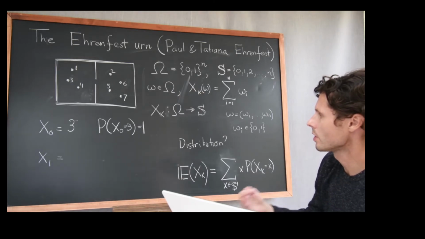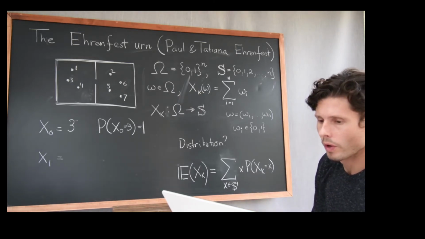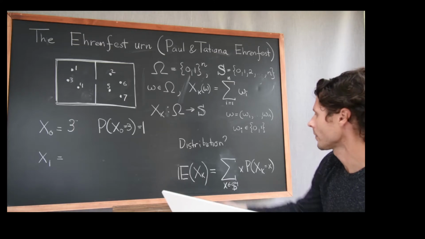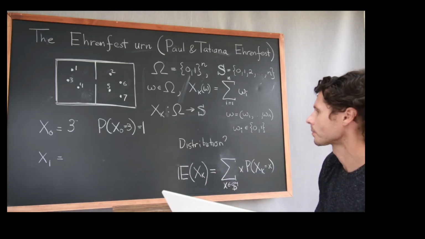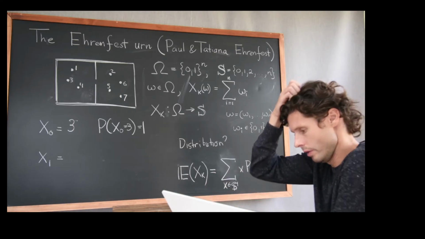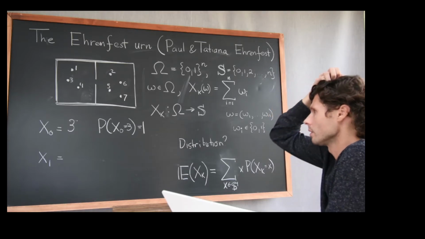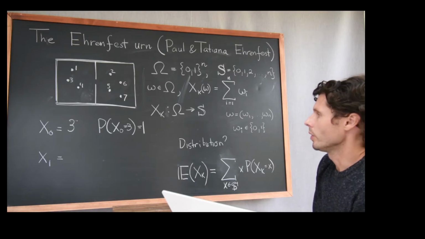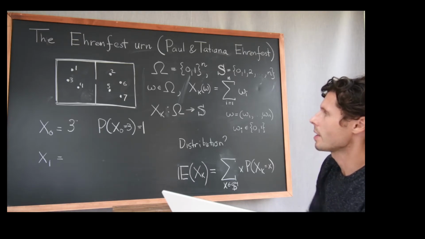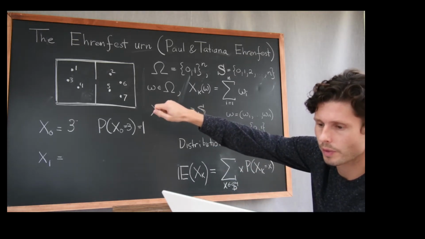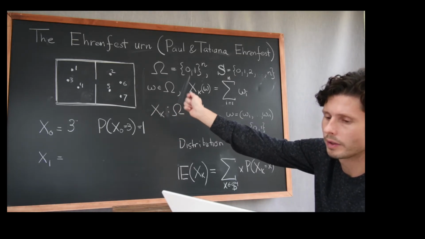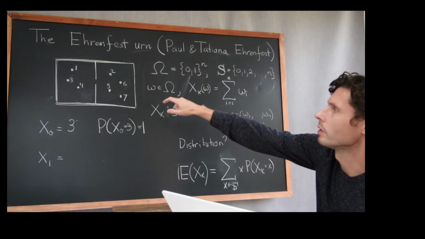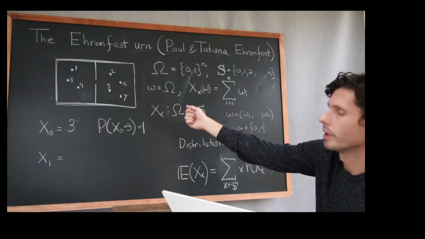And so the first interesting problem is, what about the distribution of x1, and then what about its expectation? Here you have to think a little bit. You scratch your head and say, what are the possible values of x1? Well, x0 was 3, and then on the next step I either moved something from the left to the right or from the right to the left. So if I moved a particle from the left to the right, I would have ended up with 2.